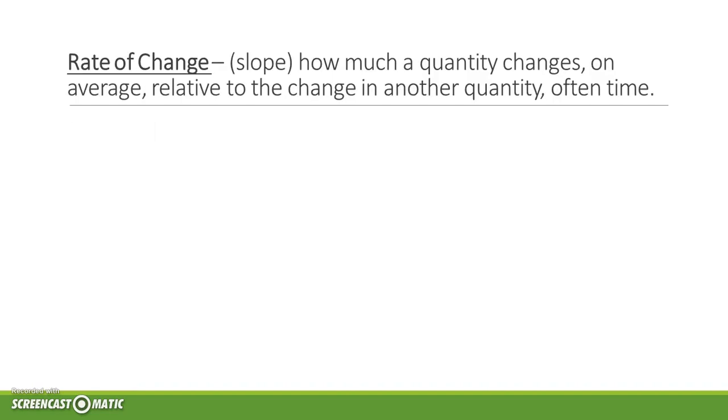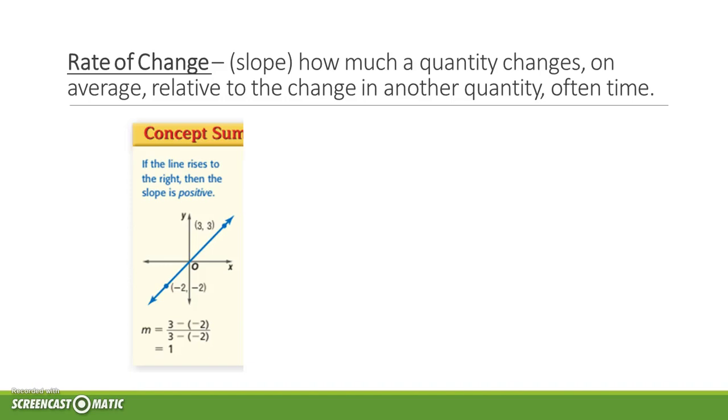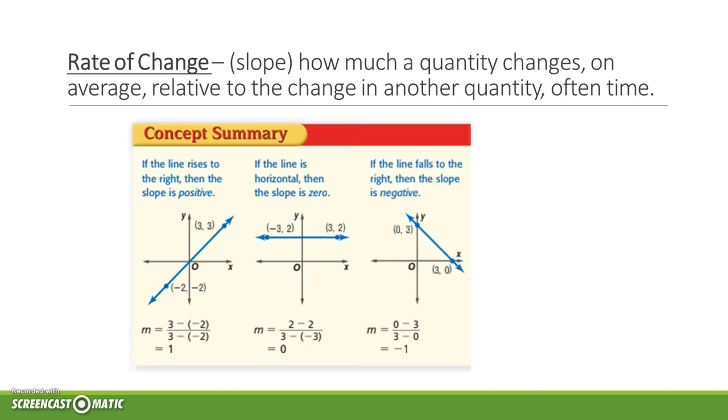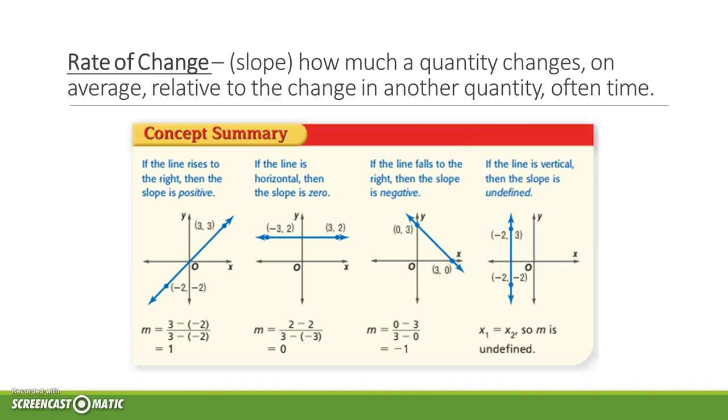Alright, a quick concept summary. Rate of change is slope. It's how much a quantity changes on average relative to the change in another quantity, often time. So here, if the line rises to the right, then the slope is positive. So this is a +1 slope. If the line is horizontal, then the slope is 0. If the line falls to the right, then the slope is negative. This is a slope of -1. If the line is vertical, then the slope is undefined. Something divided by 0.